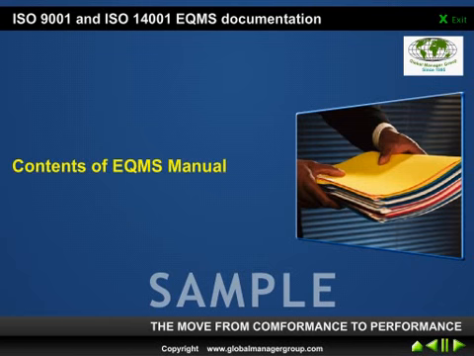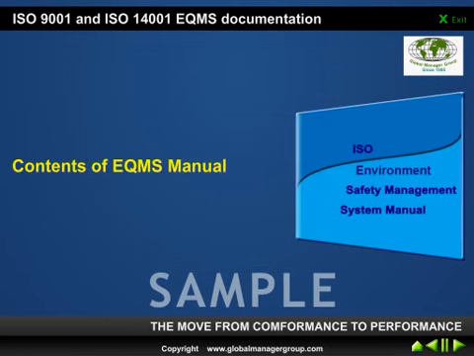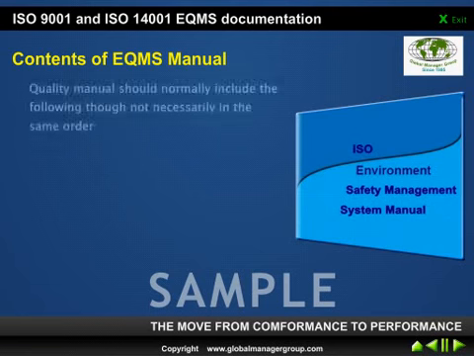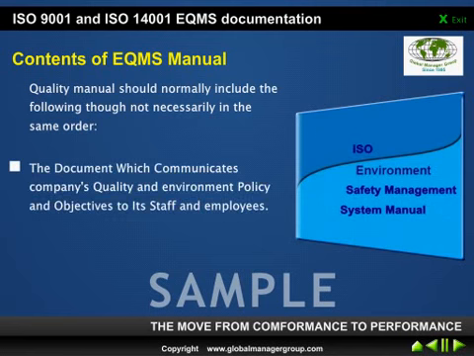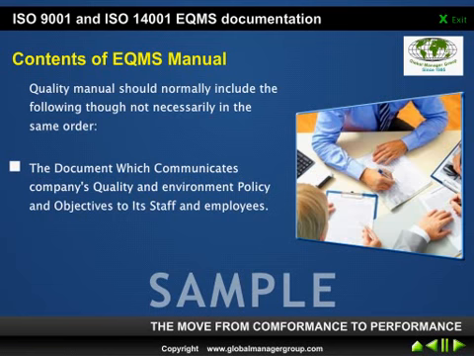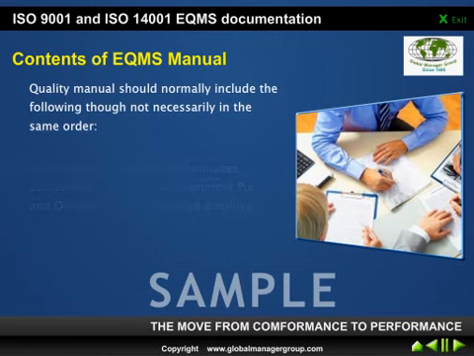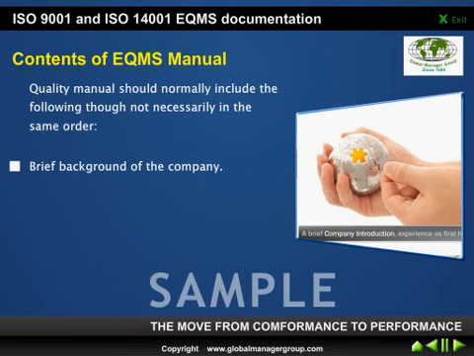First, I will discuss with you contents of Environment, Quality and Management System Manual. This quality manual should normally include the following, though not necessary the same in order. You can include it in the various chapters. The first thing is to include your quality and environment policy as well as objectives. Second, brief background of the company.